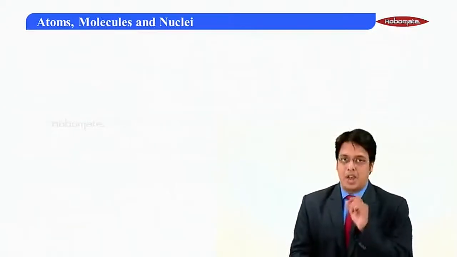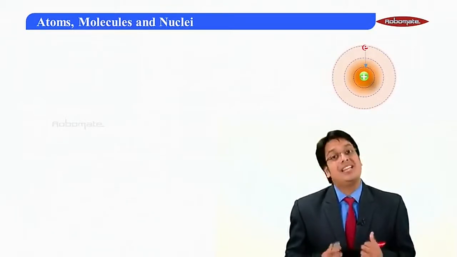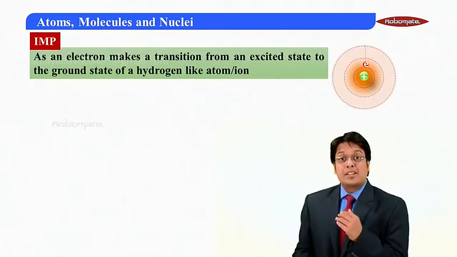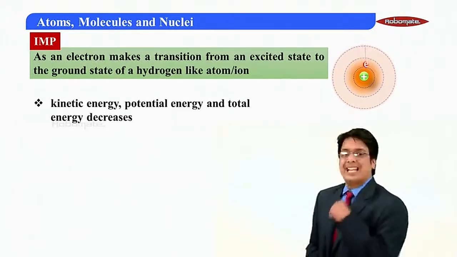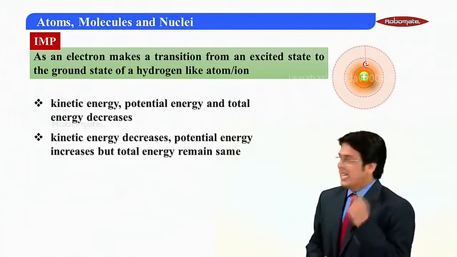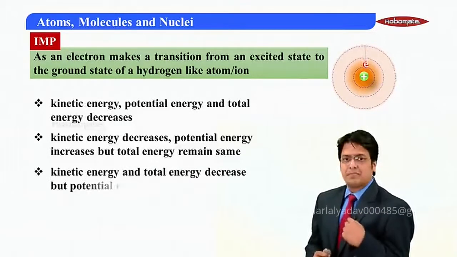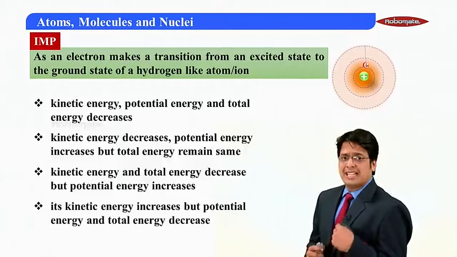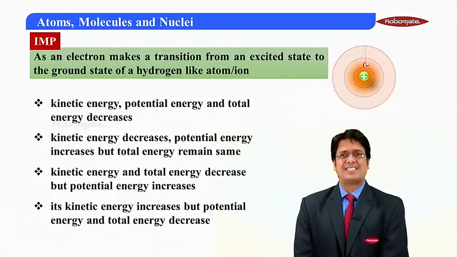Congratulations. But now let's come to another part of MCQs or the entrance part. As an electron makes a transition from excited to ground state, from a higher to a lower orbit, what happens? Kinetic energy, potential and total energy decrease. Kinetic energy decreases, potential energy increases, but total energy remains the same. Kinetic energy and total energy decrease, but potential energy increases. Kinetic energy increases, but potential energy, my goodness.